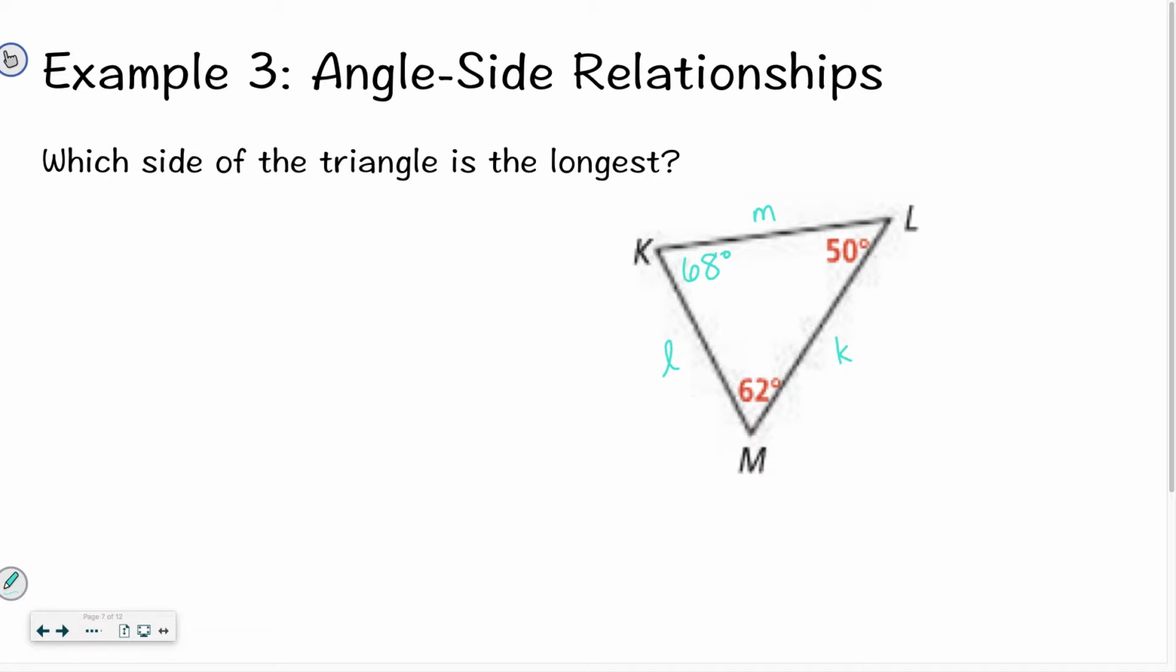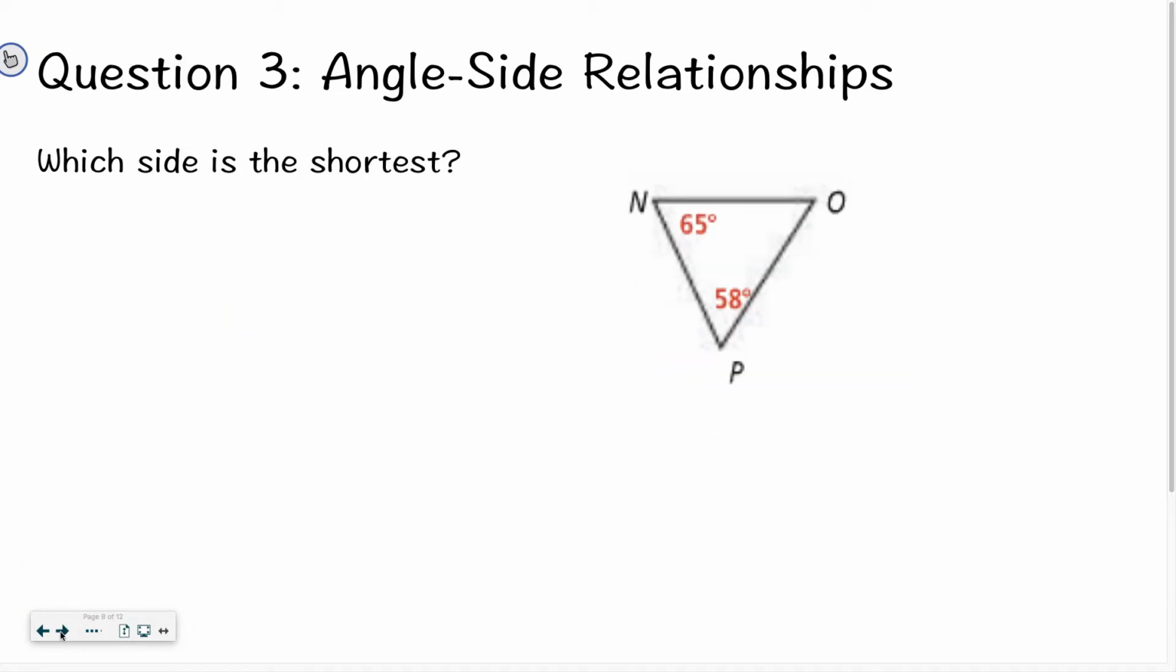So which side would be the longest? That would be the side opposite my biggest angle. My biggest angle is 68 degrees, so that means that side K would be the longest side. Go ahead and look at this triangle and determine which side is the shortest. Good luck.